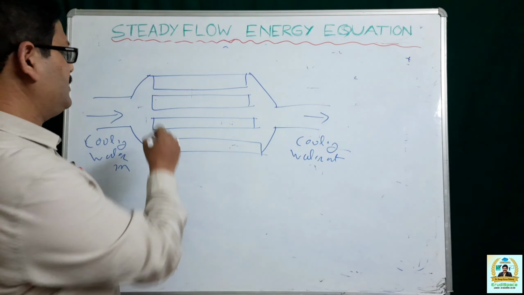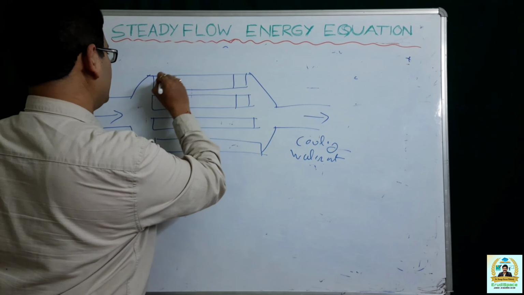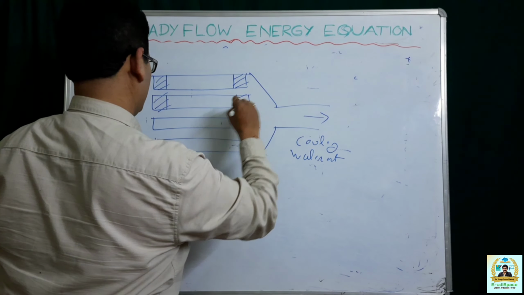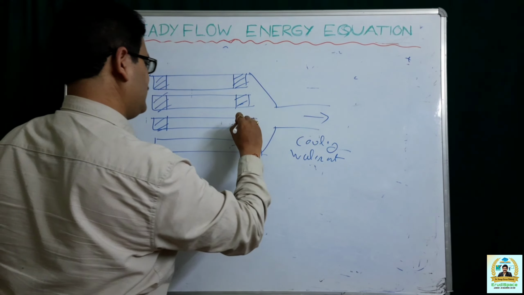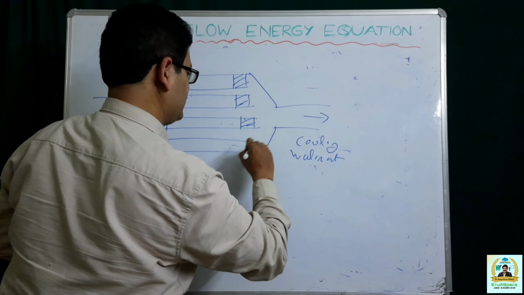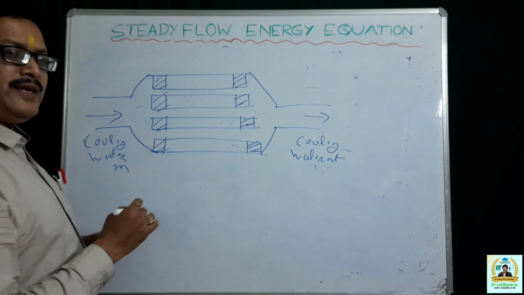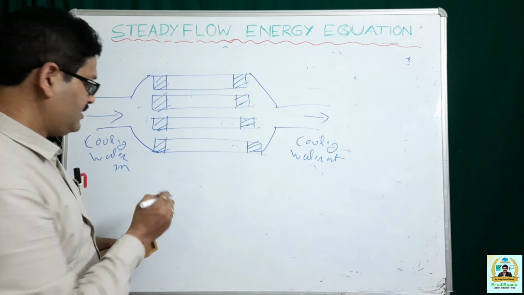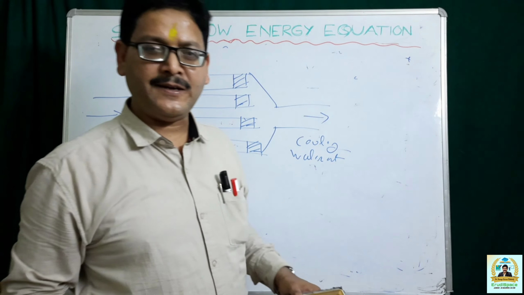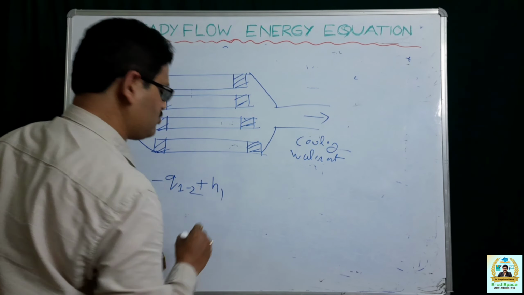So here, what is actually happening is that it is liberating heat to the surrounding. When it is liberating heat to the surrounding, what is happening to the energy equation, that we will analyze in case of the condenser. So when it is releasing heat, this Q12 will be given a negative sign, and the enthalpy is H1.